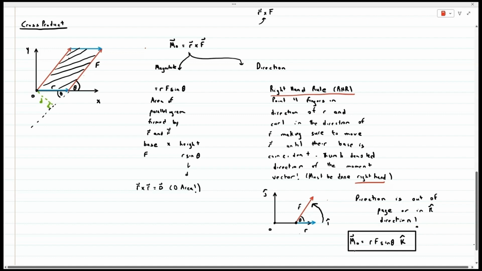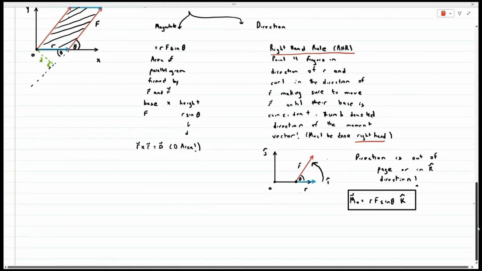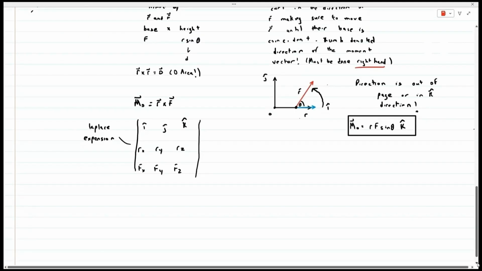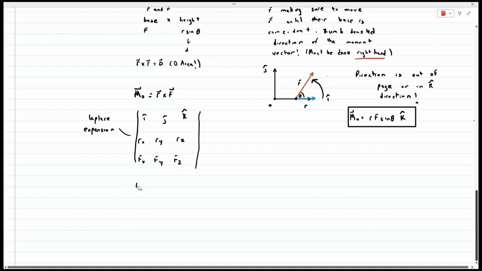This is not the only way to find the magnitude and direction of the moment vector. We can also find it by the determinant definition, also known as Laplace expansion. We put our basis vectors on the top of the determinant. We put the components of our position vector in row 2, and in our final row we put the components of our force vector. We expand the determinant and we get the following formula.